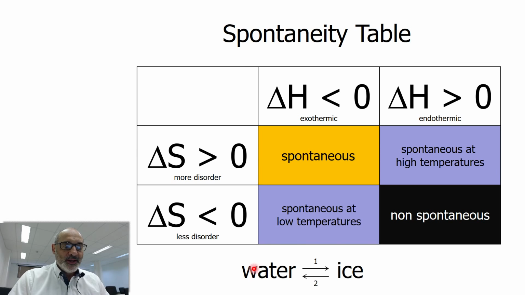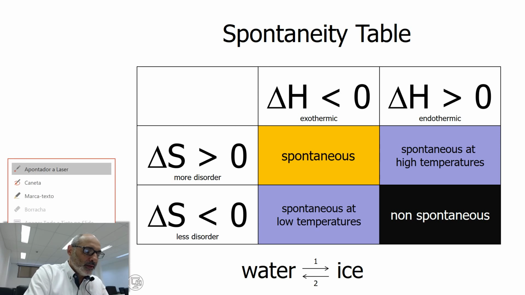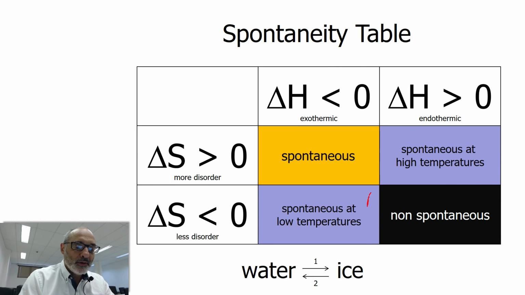Well, a very common example of temperature dependence is water being frozen to ice and ice melting to water. In the sense of water solidifying to become ice, this is a spontaneous process at low temperature. So the sense indicated here by 1, let me write it here for you. 1: it's spontaneous at low temperature because water becomes ice at low temperature. Spontaneous. You don't have to do anything.